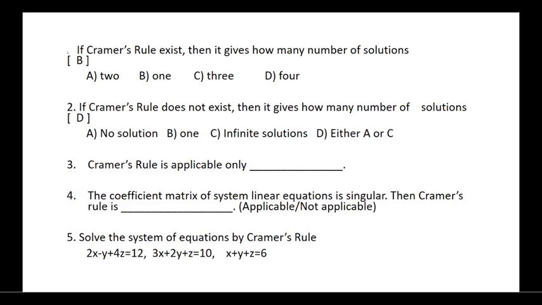The third main point is that it is applicable only when the number of unknowns is equal to the number of constants. If the coefficient matrix of the system of linear equations is singular, meaning the determinant is 0, then Cramer's rule is not applicable. Remembering these points, we can solve the system of linear equations in a very easy way by using Cramer's rule.